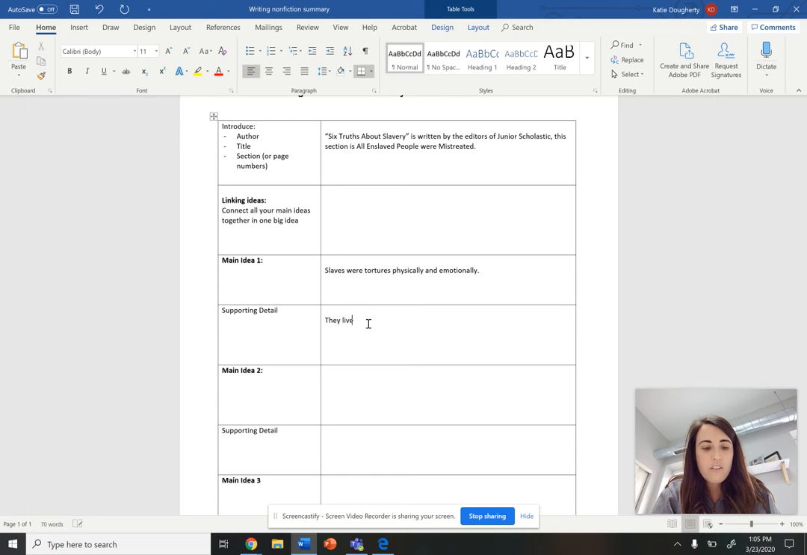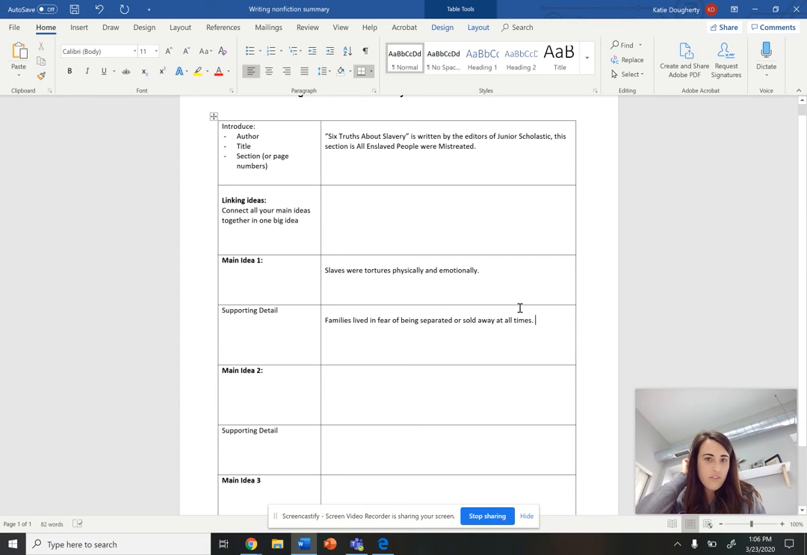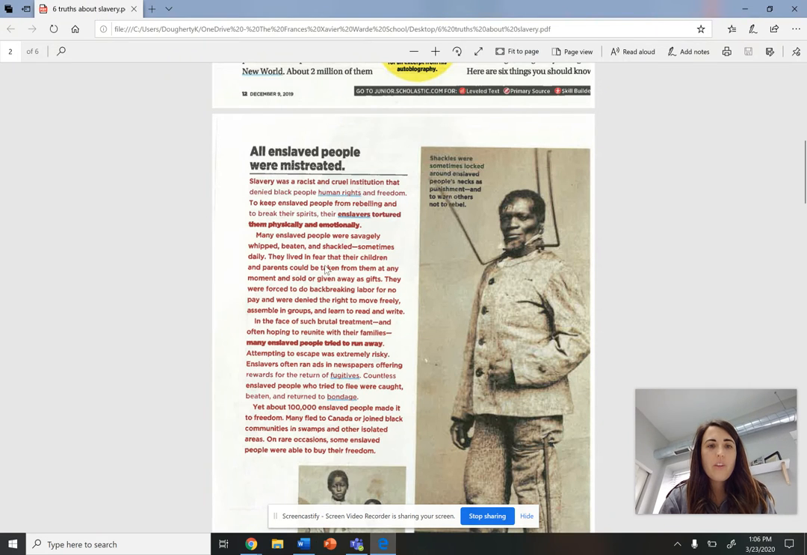They lived in fear of being, I should say, clarify who they is. Families lived in fear of being separated or sold away at all times. Constantly living in fear. Okay. I'm going to move on.